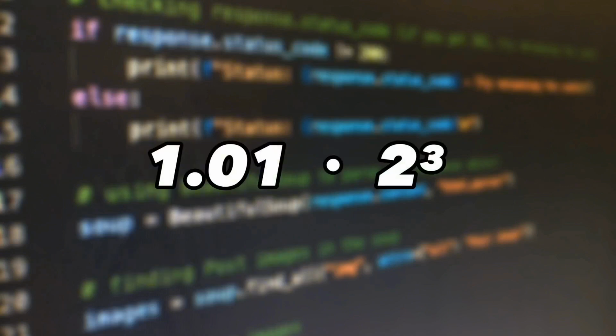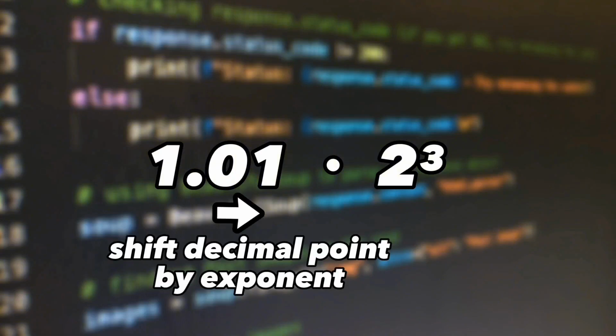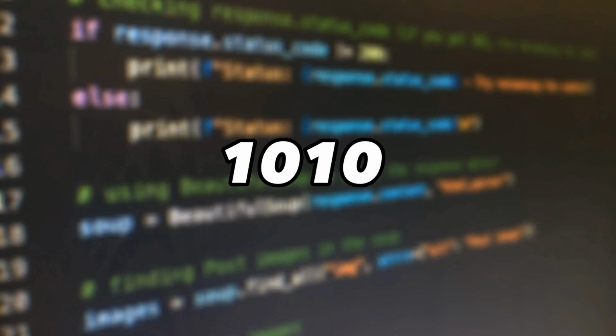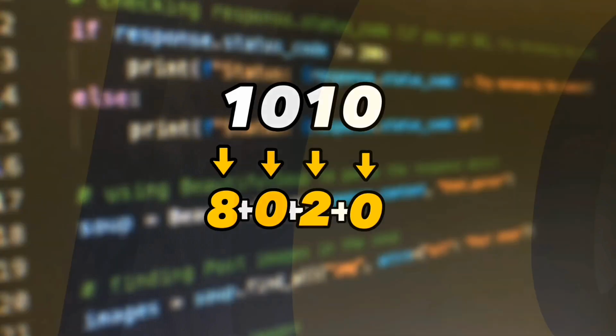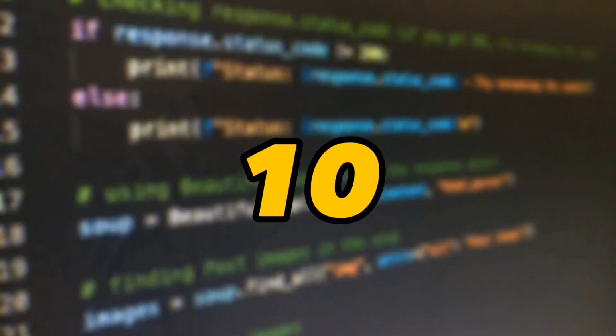And when you do this in the binary system, you basically shift the decimal point of 1.01 by the exponent, which is 3. So you'll get 1010. And when you convert 1010 to a base 10 number, it becomes this. And when you add these, you get 10. Thus, this number converted to the base 10 system is 10.